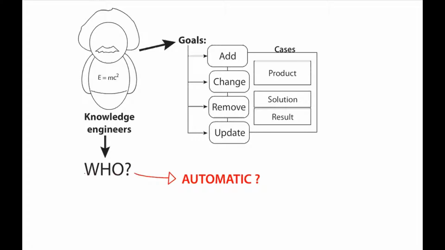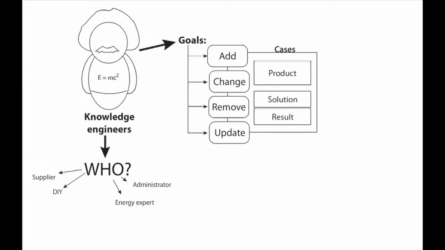Ideally, we would like to automate the process because no human action would be needed, and the system can live on its own. Unfortunately, this is utopia. Hence, several categories of people should be considered, such as administrators, energy-saving experts, suppliers, DIY people, and product designers.